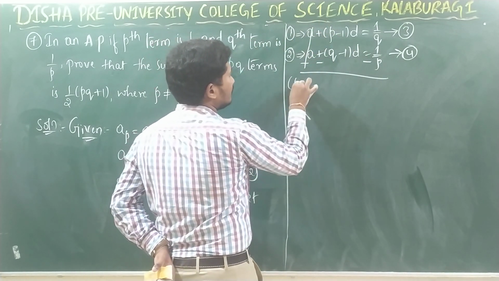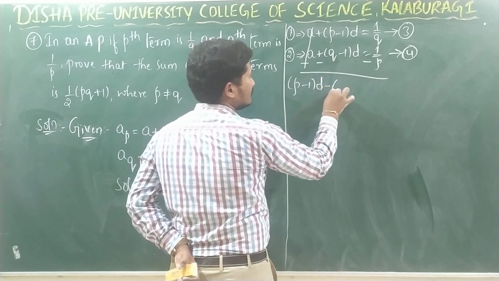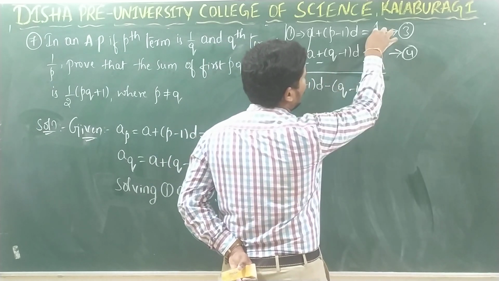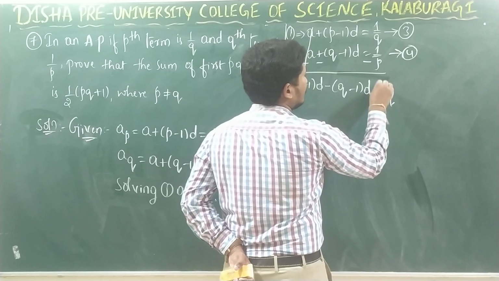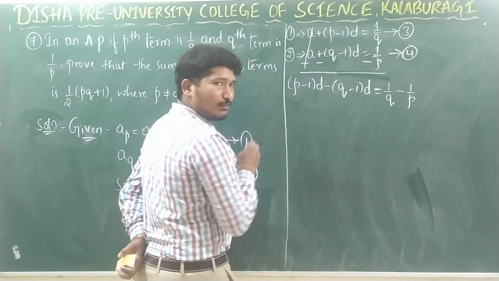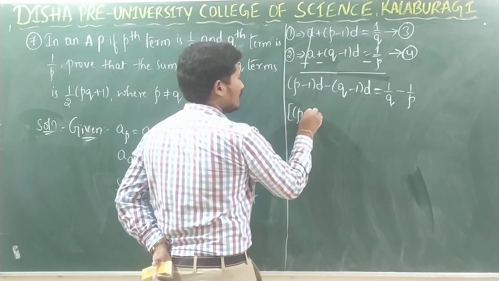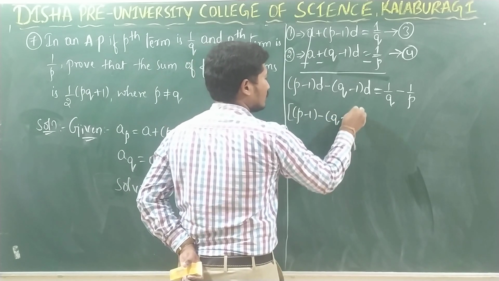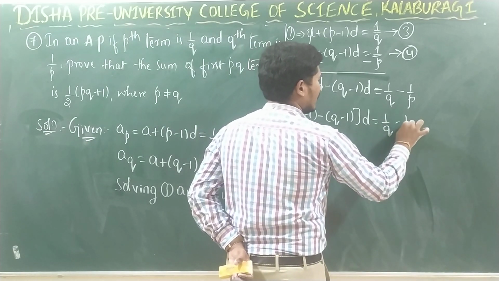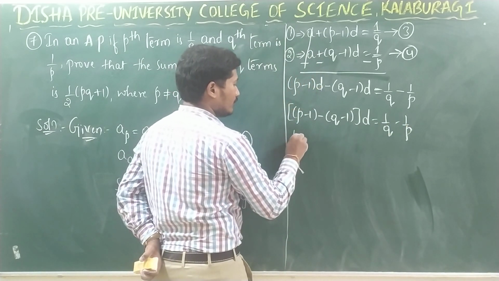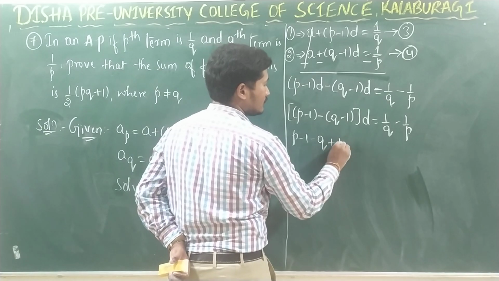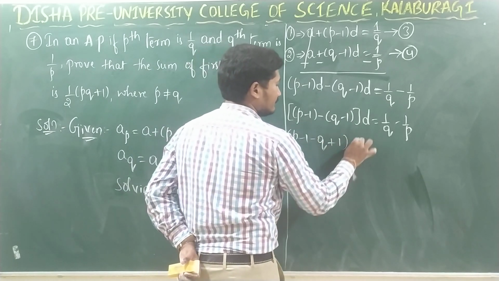Write the remaining terms. (p minus 1) into d minus (q minus 1) into d is equal to 1 by q minus 1 by p. d is common in both the terms. Take it outside. (p minus 1 minus q plus 1) into d is equal to 1 by q minus 1 by p. So this will be p minus 1, minus into plus is minus, 1 into q is q, minus into minus is plus, 1 into 1 is 1, into d.